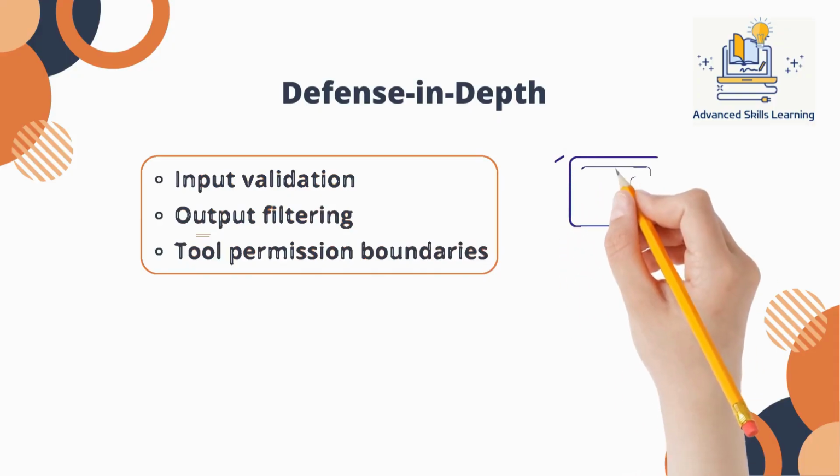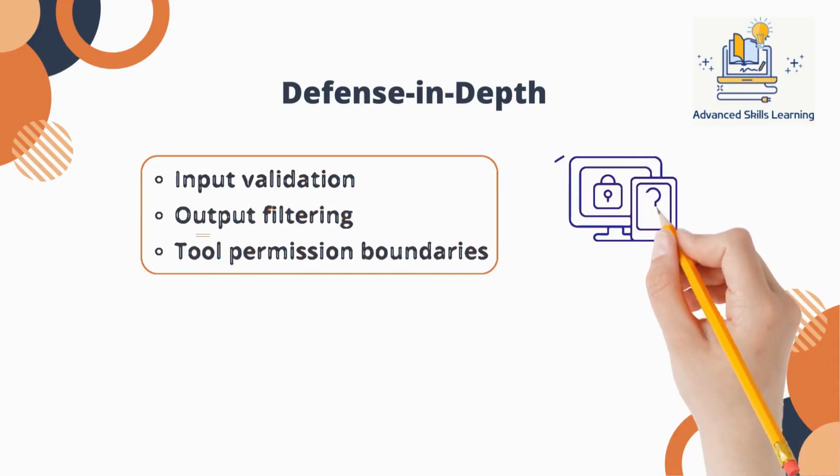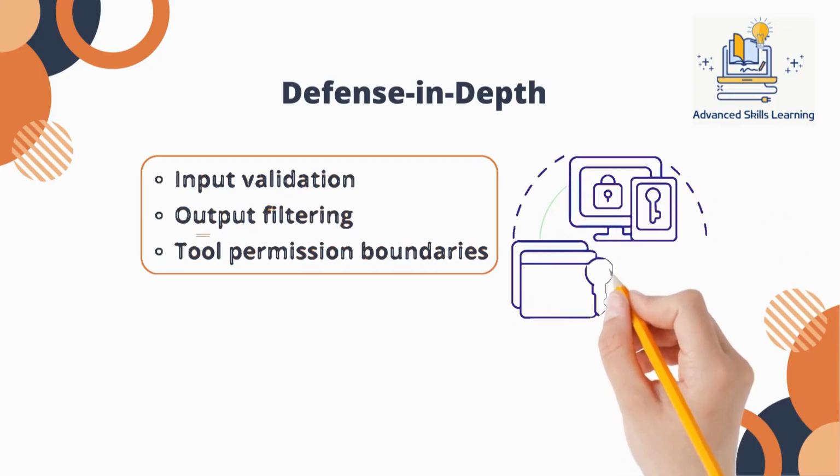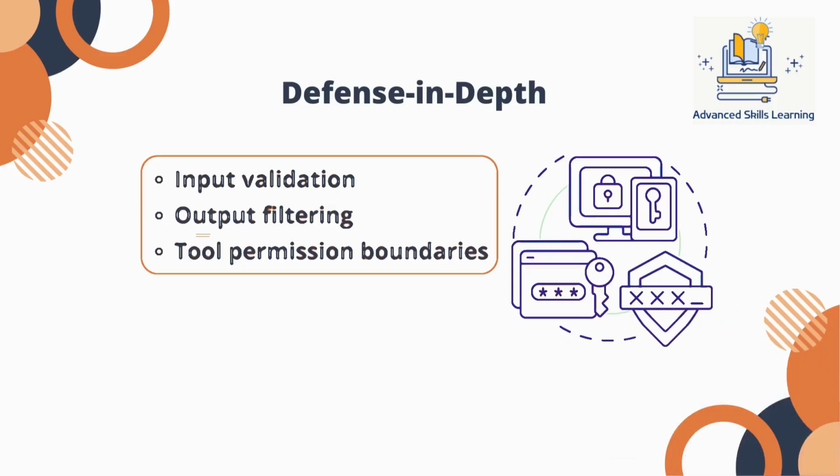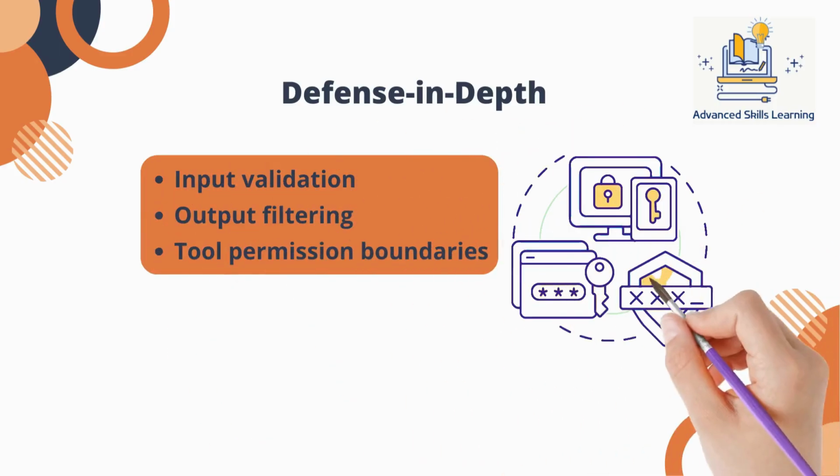Third, apply strict output filtering to prevent sensitive data exposure. Fourth, limit tool permissions using the principle of least privilege. And finally, monitor and log model behavior for anomalies, just like any other production system.